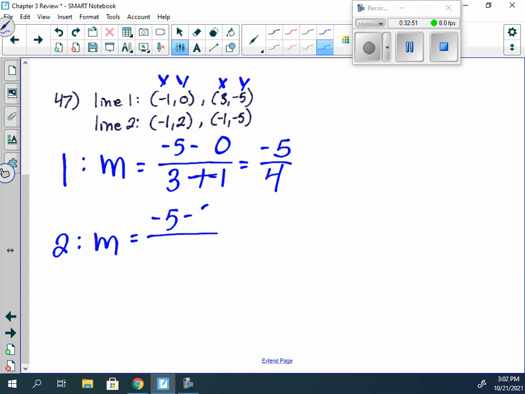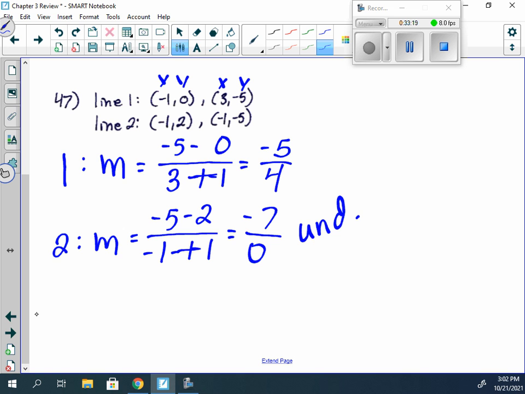So we can say -5 minus 2. And our x values would be -1 minus -1. Well, -5 minus 2 is -7. -1 minus -1, well, the negative would make a positive. So this slope is -7 over 0.